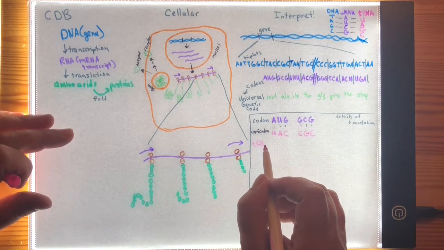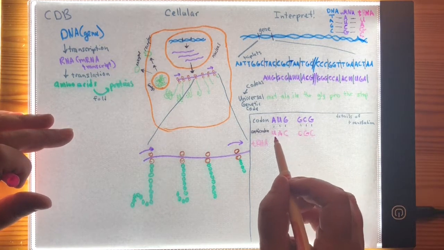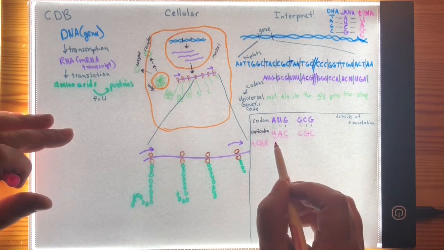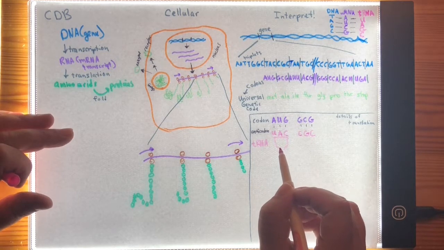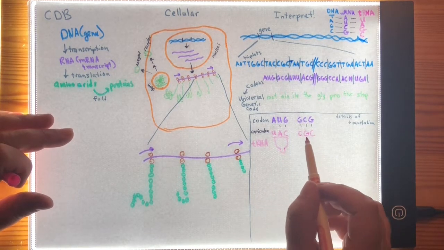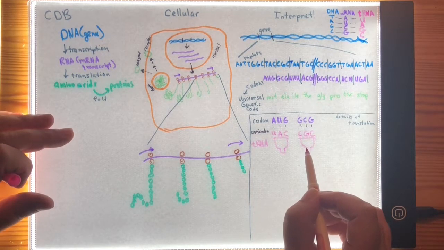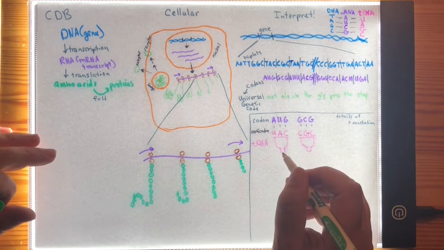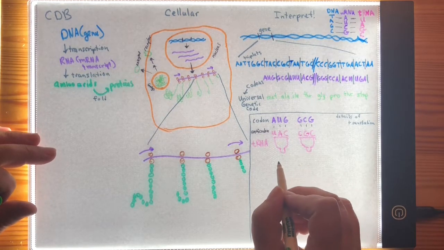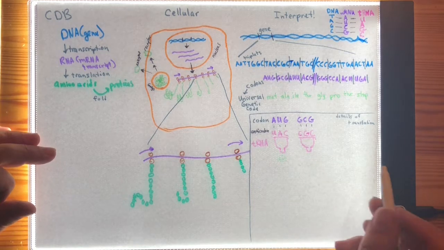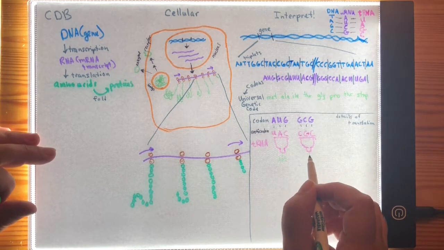Next we're going to draw this unusually shaped structure called tRNA, which stands for transfer RNA. Where this anticodon is found is basically on one end of the tRNA. And stuck onto the other end of the transfer RNA structure is an actual physical amino acid.